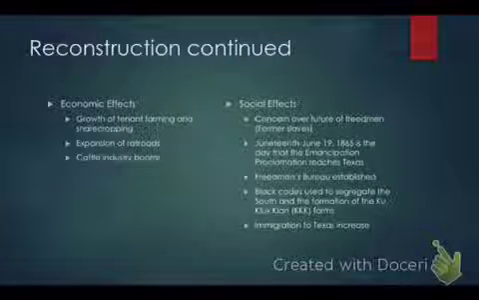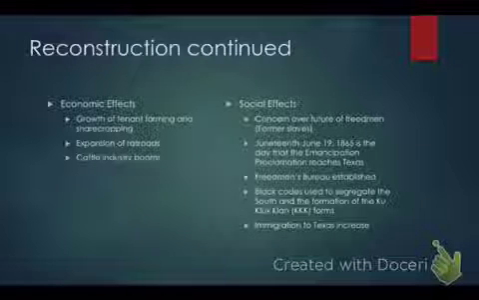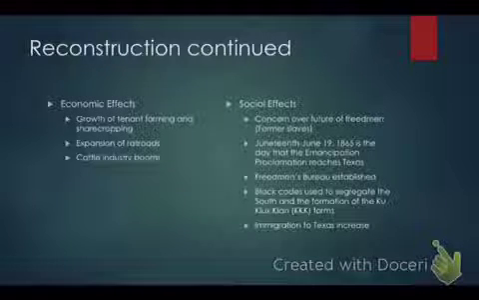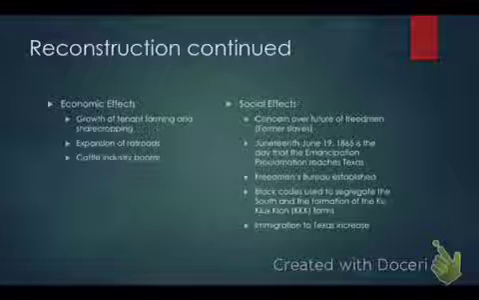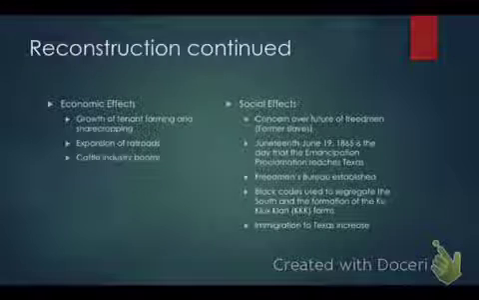The social effects: concern over the future of freedmen, or former slaves. A lot of people are concerned, what do we do? How do we educate them? How do we help them adjust to freedom now? We had the idea of Juneteenth, this holiday that's celebrated in Texas on June 19th, 1865, the day the Emancipation Proclamation reaches Texas. General Gordon steps off his ship, reads it, steps on his ship, sails off. But that is the day the Emancipation Proclamation reaches Texas, and now it becomes a holiday, which is still celebrated today.